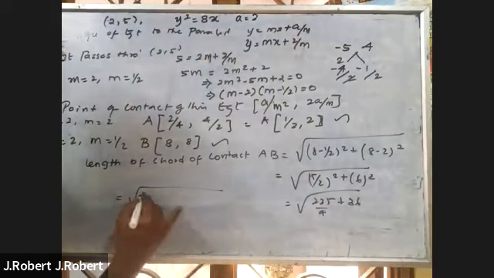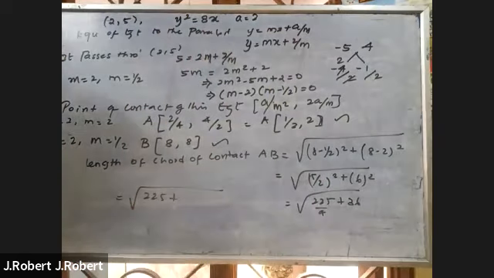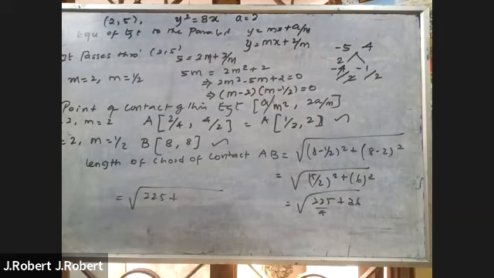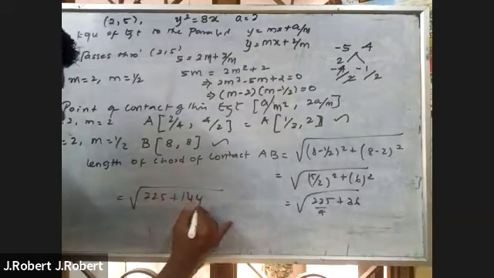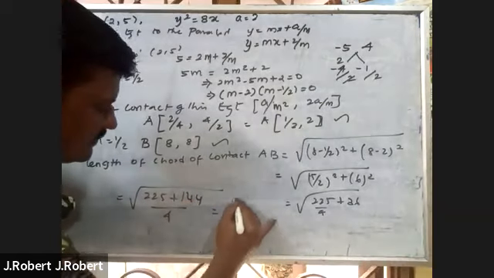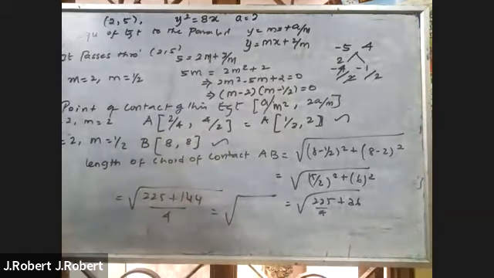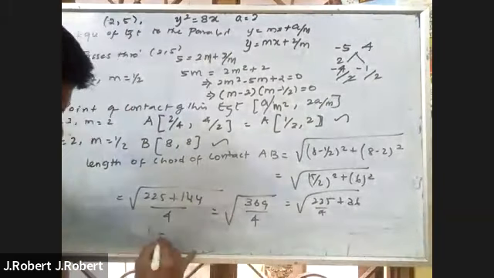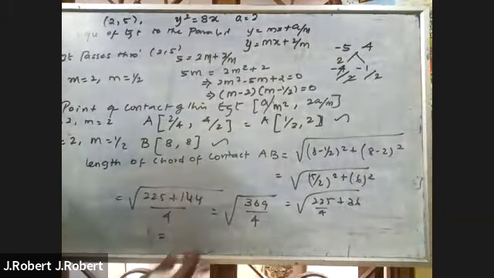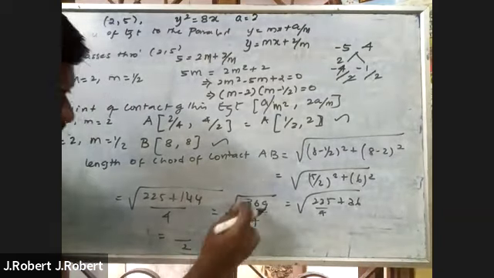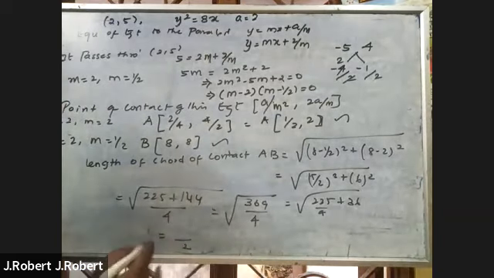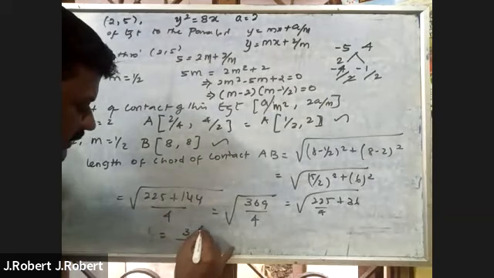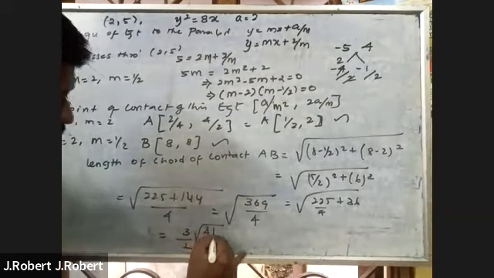Which is equal to the square root of 225 plus 4 into 36, which is equal to 144 divided by the square root of 4. Therefore, the answer is, if you add both of these, we'll get 369 divided by 4. We can simplify further. The square root of 4 is 2. This can be written as 9 into root 41. The square root of 9 is 3. The answer is 3 by 2 into the square root of 41.